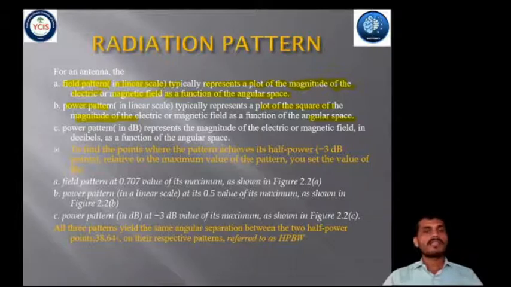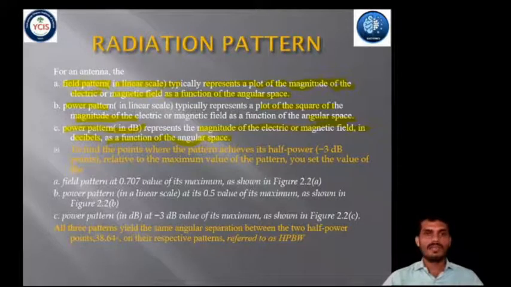Now, the third one is the power pattern in dB. The power pattern in dB represents the magnitude of the electric and magnetic field in decibels as a function of the angular space only. It is similar to the field pattern, but it is measured in dB. There is no square of the magnitude as in the power pattern in linear scale, so it is similar to the field pattern, but the measurement scale is in dB.